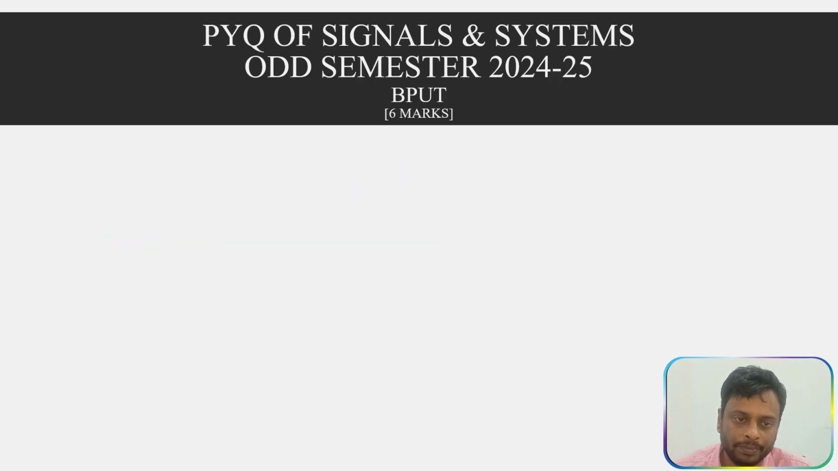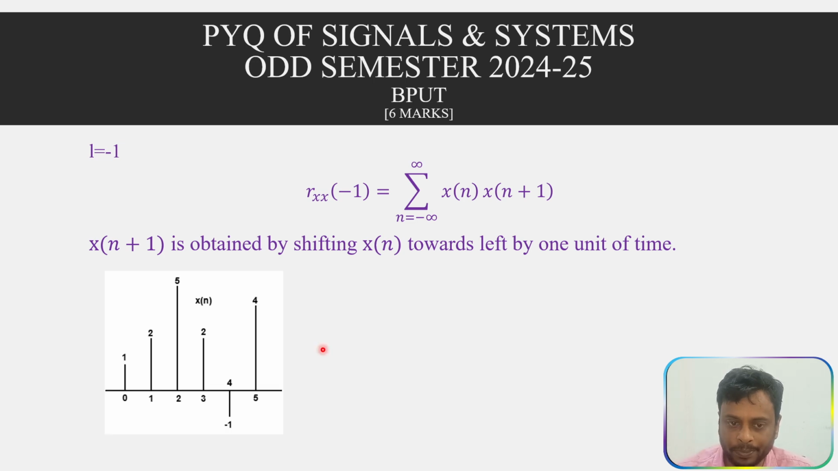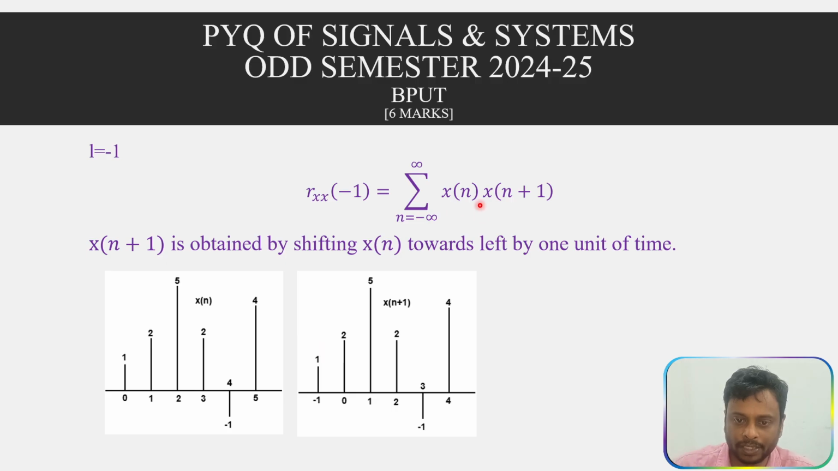Similarly, we can calculate for negative values of L. So for L equal to minus 1, we can shift the signal towards the left. Okay, we can see x of n plus 1 is shifted towards the left. So it will start with minus 1. So this signal will be shifted towards this side. Okay.